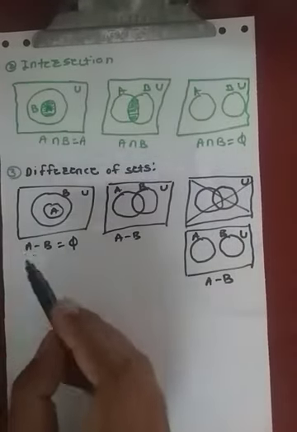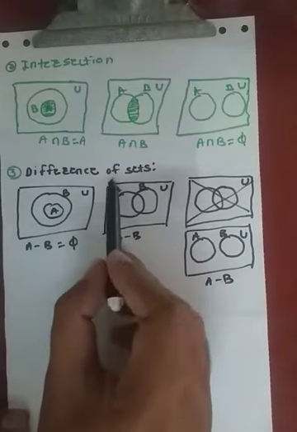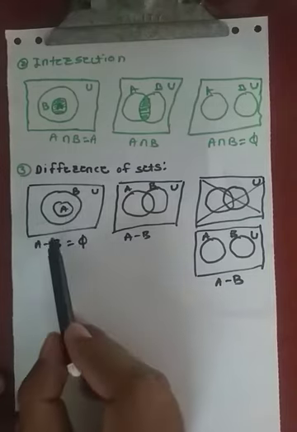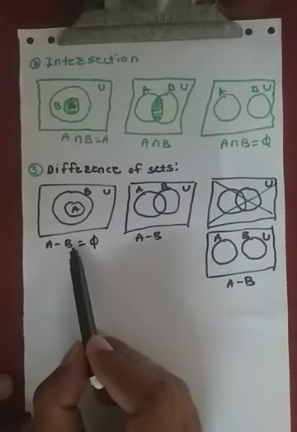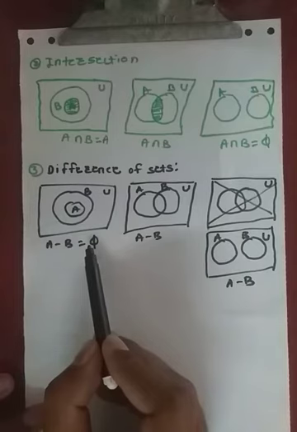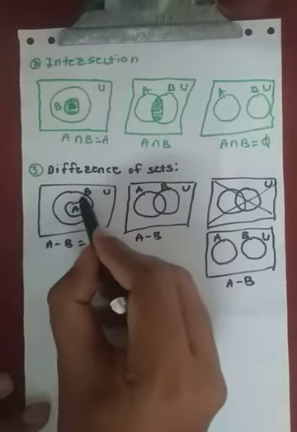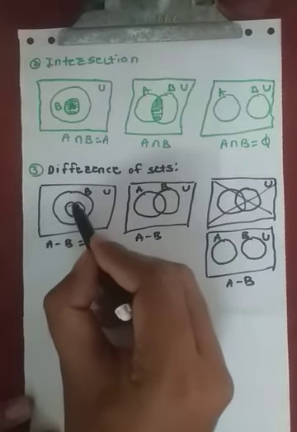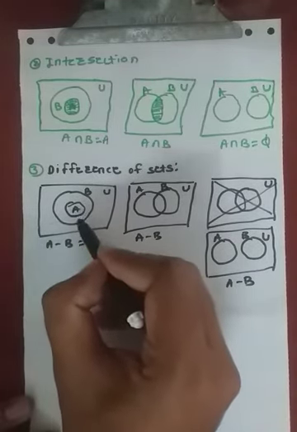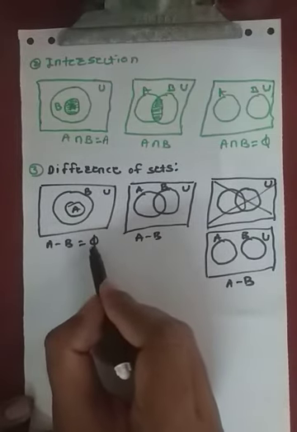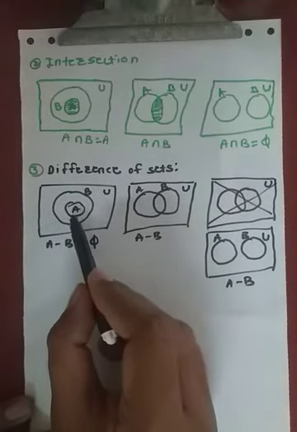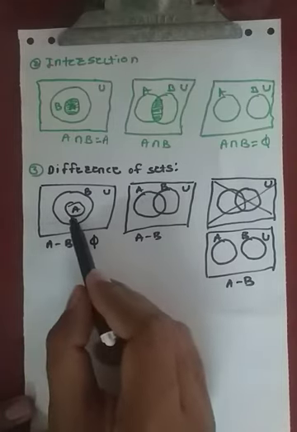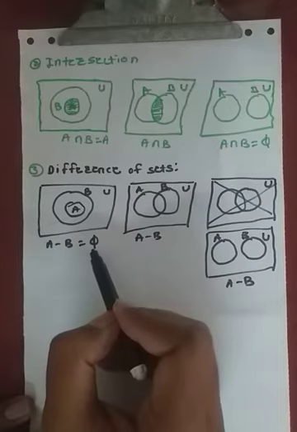So next operation is difference operation. In case 1, that is A is subset of B, A difference B is equal to phi. That is, we subtract B from A. In that case the output is phi, because there is no element left in set A when we subtract B from A. So output is phi, that is null set.